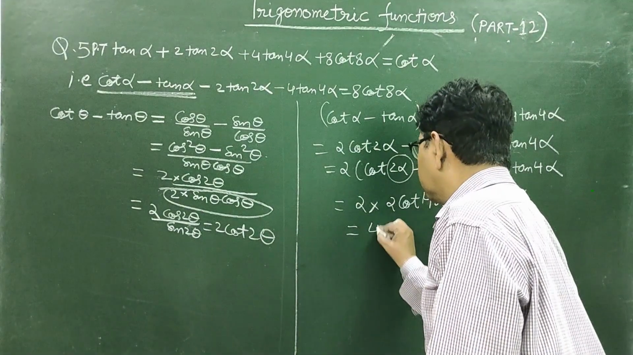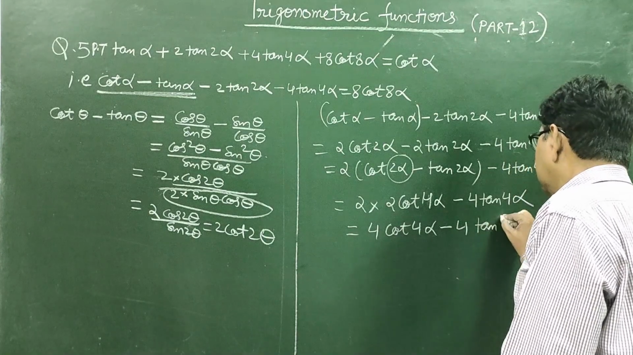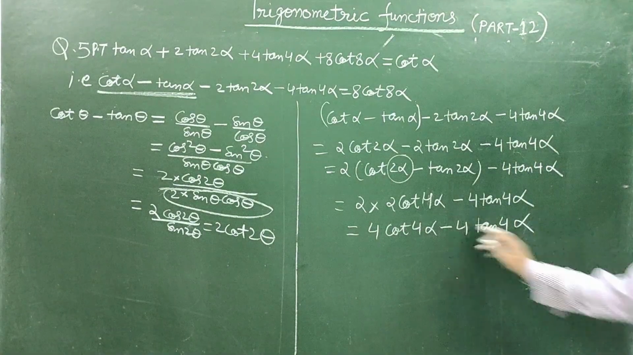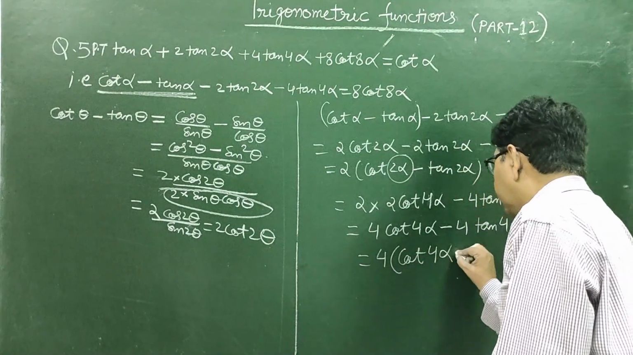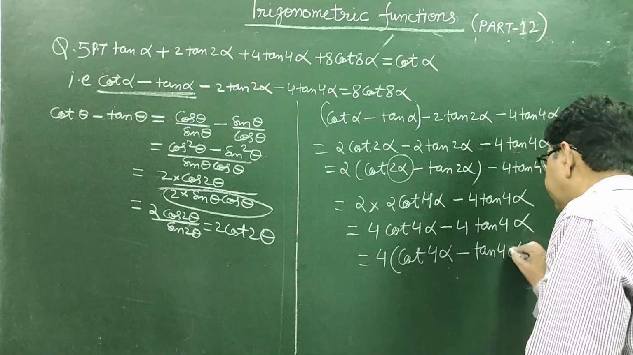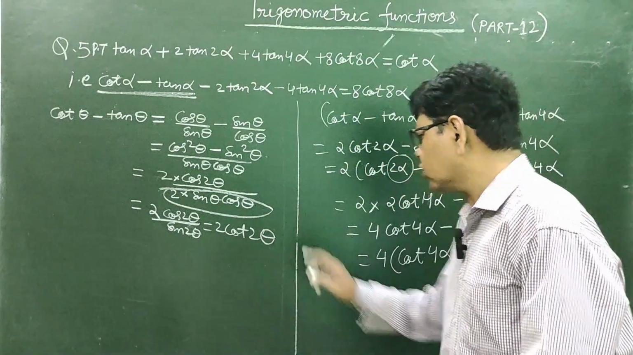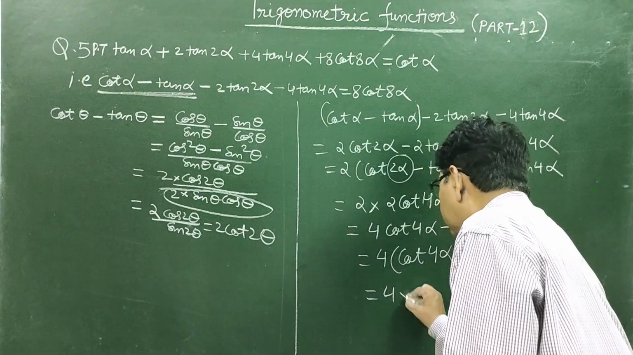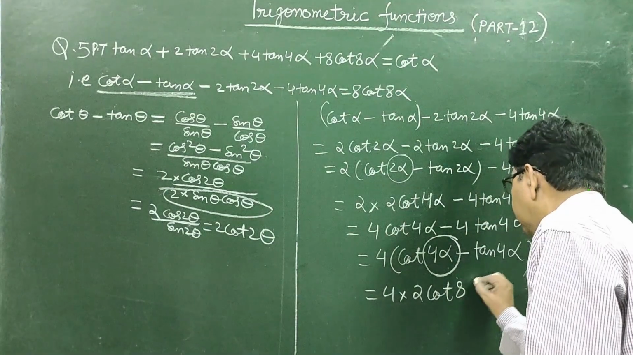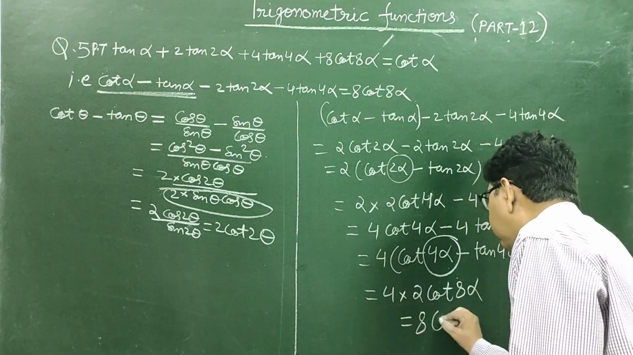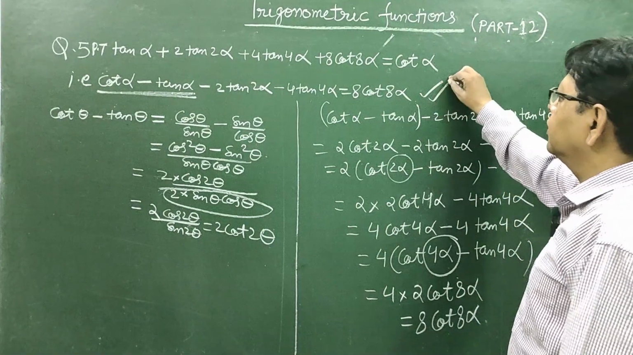So this is equal to 4 cot 4 alpha minus 4 tan 4 alpha. Again 4 is common, and inside the bracket you have cot 4 alpha minus tan 4 alpha. Again this has taken the form cot theta minus tan theta, which is equal to 2 cot 2 theta. So that is 4 into 2 cot twice of this angle, that is 8 alpha, which is equal to 8 cot 8 alpha, and this was to be proved here.